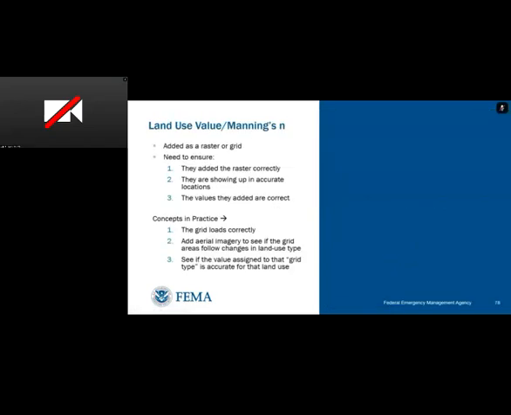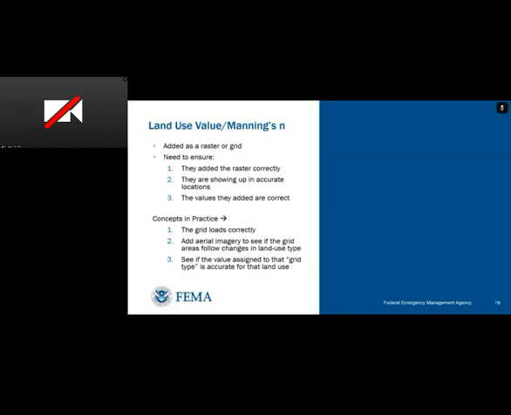Okay, so now land use value and Manning's N. With a 2D model, you now add the Manning's N value as a raster or a grid, and it's going to cover the entire model area. So when we review the land use, we need to check that they added it correctly, meaning it's showing up, there's no errors. And then we need to check that it's showing up at the correct location and that the values are correct.